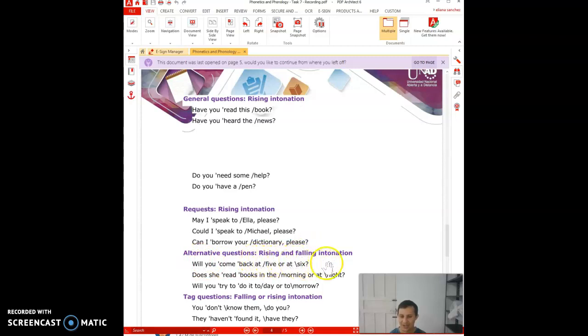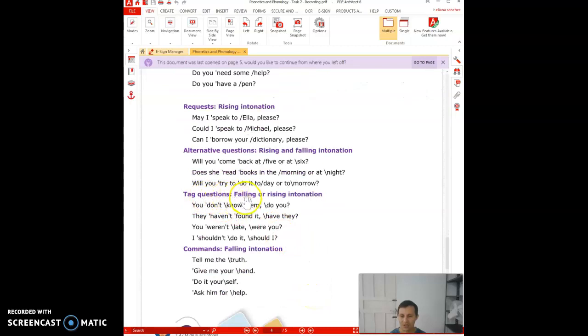Alternative question, rising and falling intonation. You will come back at 5 or at 6. Does she read books in the morning or at night? Will you try to do it today or tomorrow? Tag question, falling or rising intonation. You don't know them, do you? They haven't done it, have they? You weren't late, were you? I shouldn't do it, should I?